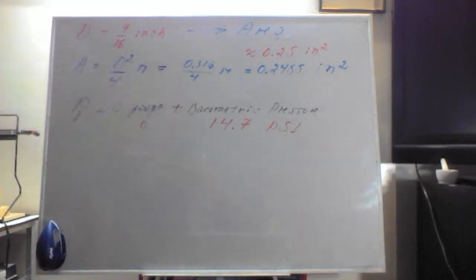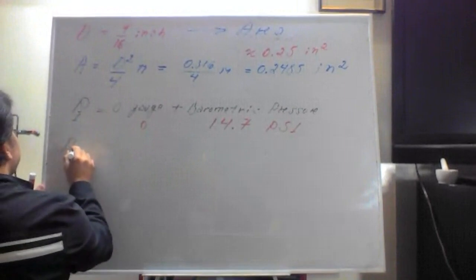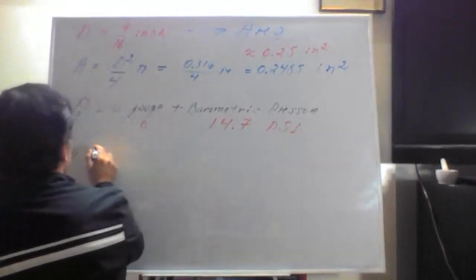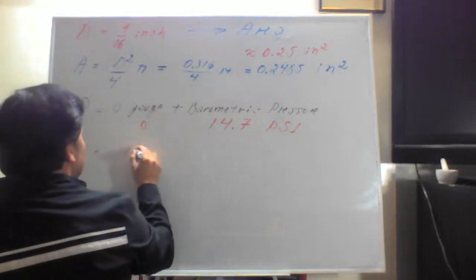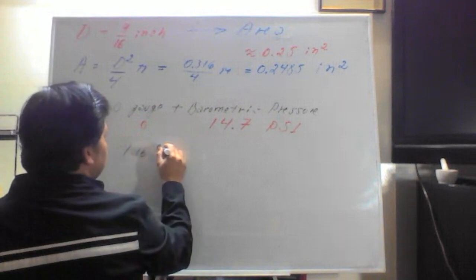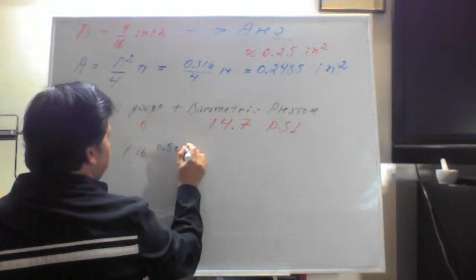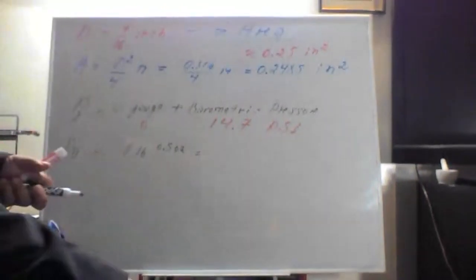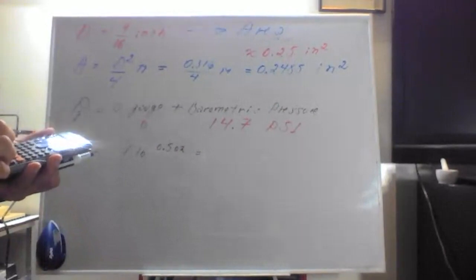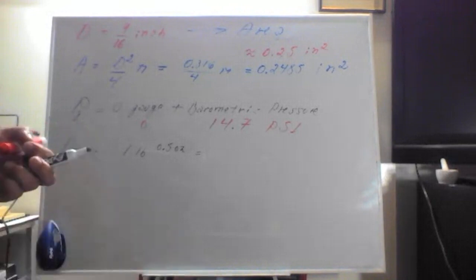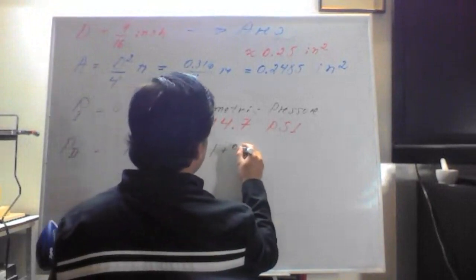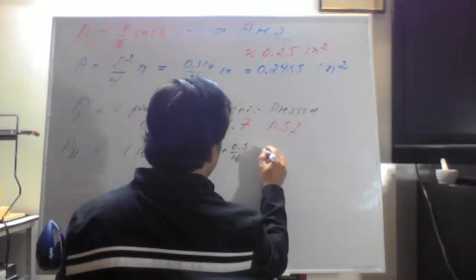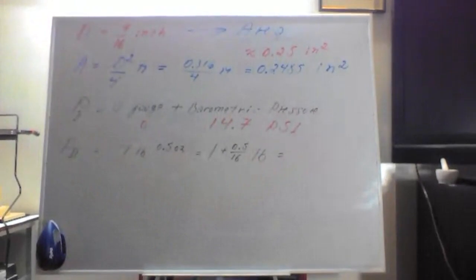So for the second pressure, we have some gauge pressure plus the barometric pressure. So this is what the gauge pressure was. We had 1 pound and 0.5 ounces. So the first thing is to convert that into pounds completely. So this will be 1 plus 0.5 over 16 pounds, right? Remember that there are 16 ounces in 1 pound, and we have only half an ounce there.